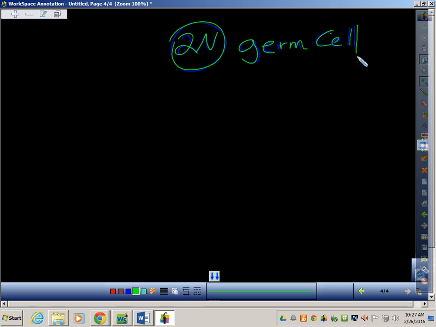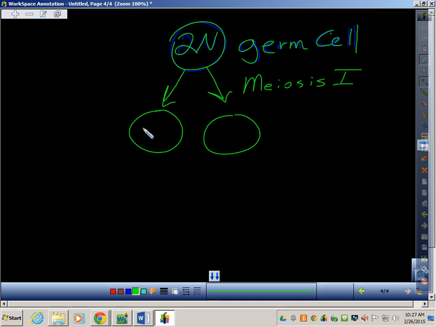Okay? So it goes through two different divisions. The first division is known as meiosis 1. And this is where it goes from being 2N to 1N in two separate cells. What's 1N plus 1N? 2N, right? That's meiosis 1.